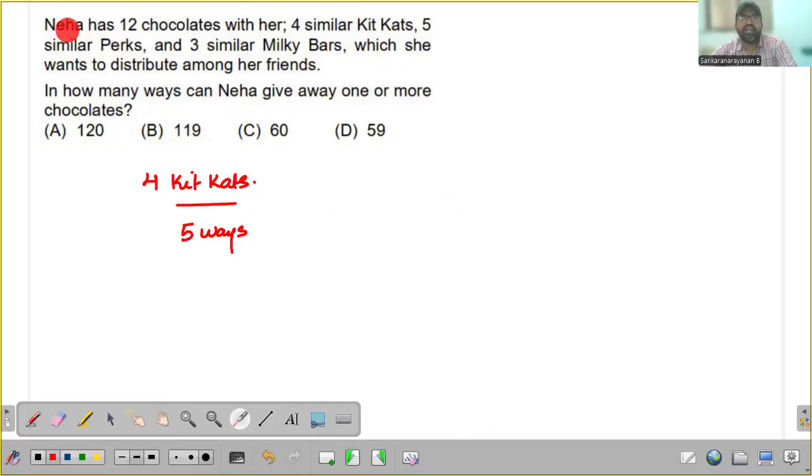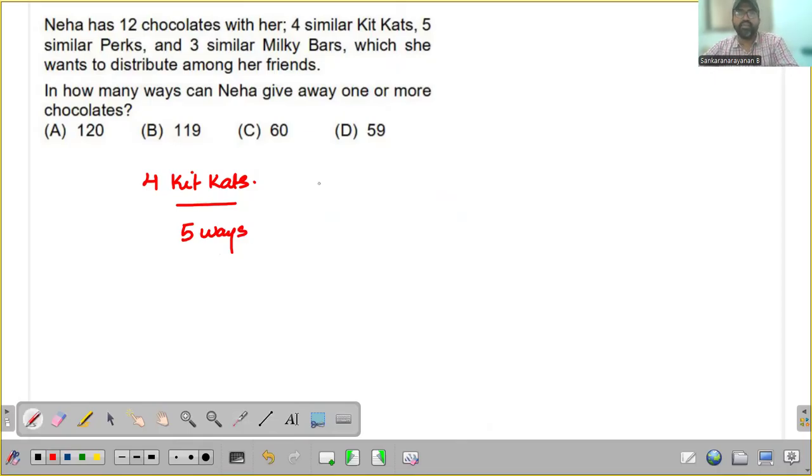Please observe, Neha has got 12 chocolates, that's what is said: 4 plus 5 plus 3, the total comes as 12. So we can consider that she can deal with these 4 Kit Kats in 5 different ways. She may not give any Kit Kat at all, or 1 Kit Kat, or 2, or 3, or all 4 Kit Kats. So the total number of ways is 5.